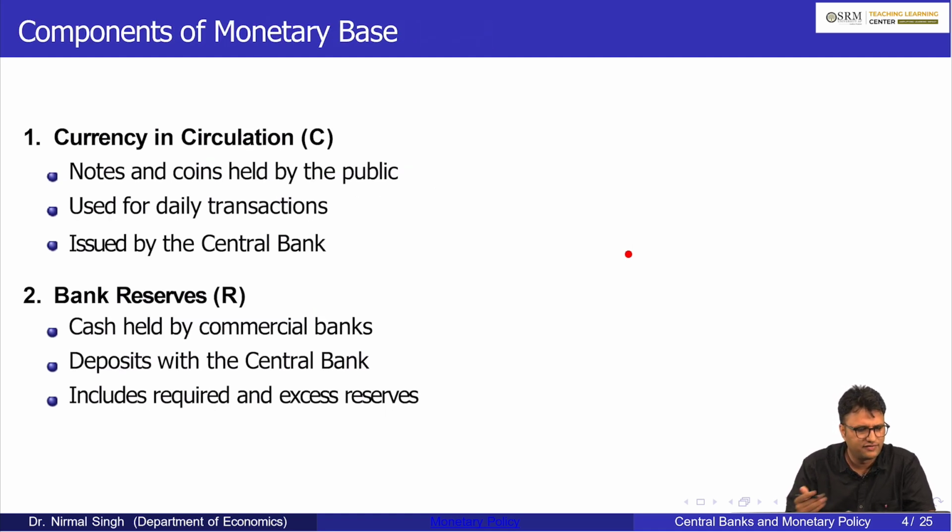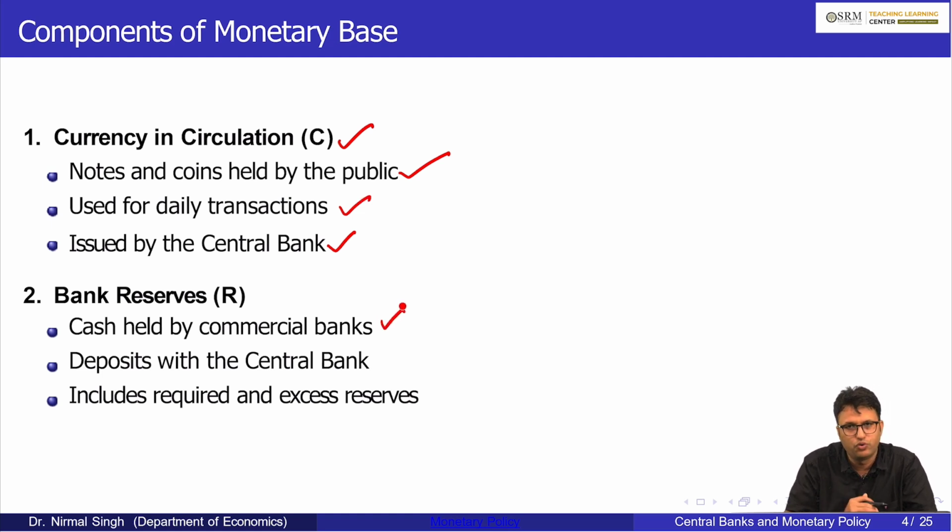Let's discuss a bit further the components of the monetary base or the base money. Currency in circulation, C, includes notes and coins held by the public, and they are used for day-to-day transactions, and it is in the control of the central bank. The other component is the reserves. Reserves include the cash held by the commercial banks.